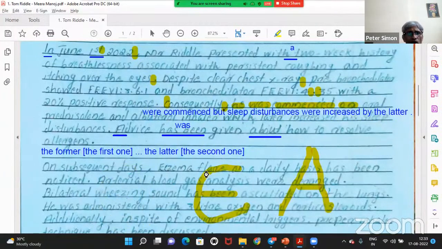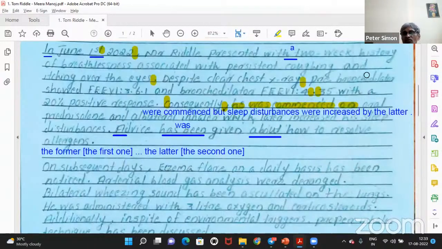Okay, on subsequent days, advice was given. Instead of given, don't use the word give. It's not a very special word. Provided, you can say. Offered, you can say. Better words you can say. Give, anybody can use that. So that is what is called commonplace.